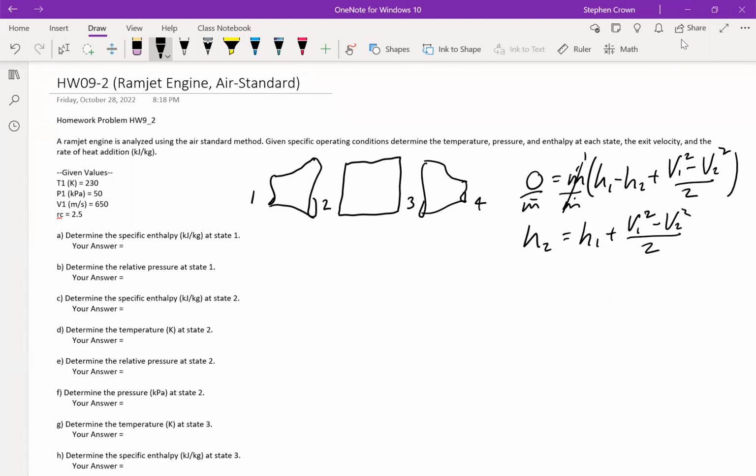Now, in this case, I'm not going to replace H's with cp T because this is the standard method. We're going to make a similar assumption as we did before that V2 is small compared to V1. So we've decelerated the flow to a much smaller velocity. So we're going to neglect V2 compared to V1 squared. And so we get H2 from that. Of course, we need to find H1 first. So this time, though, we find H1 is a function of T1 from the ideal gas tables.